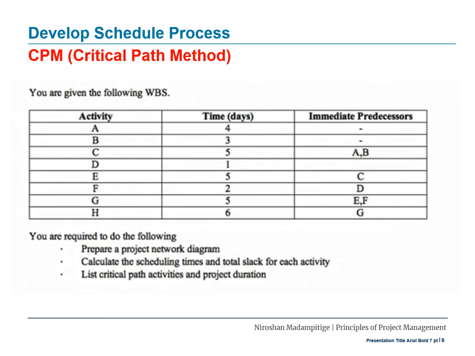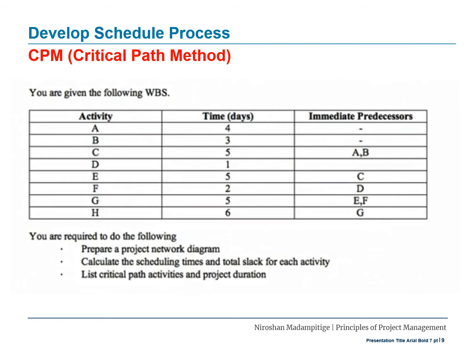Note that not all the activities have predecessors. C has predecessors A and B. A, B, D do not have any predecessor. Activity E is dependent on C. F is dependent on D. G is dependent on E and F. And H is dependent on G.